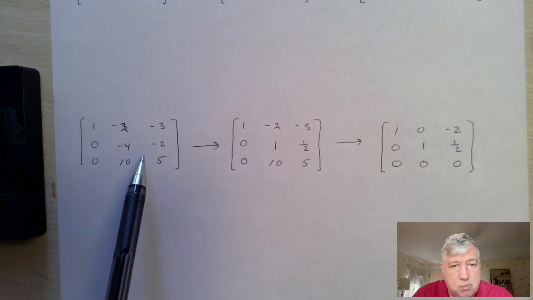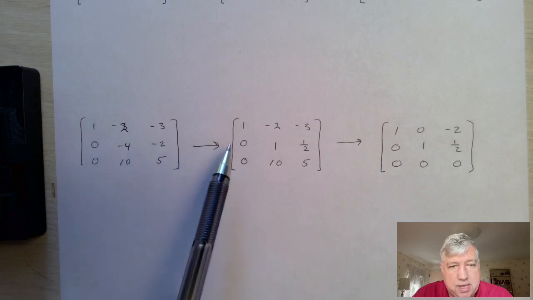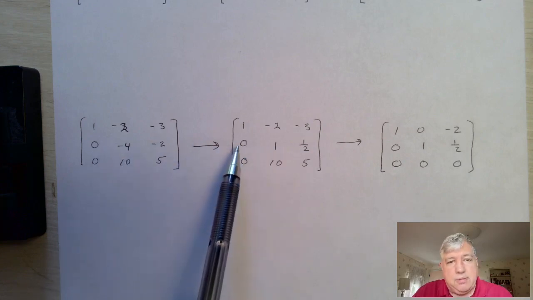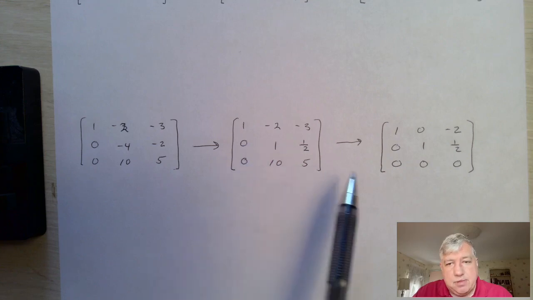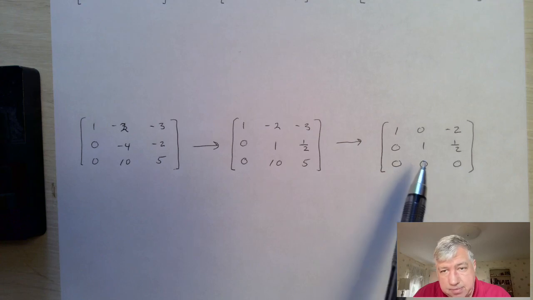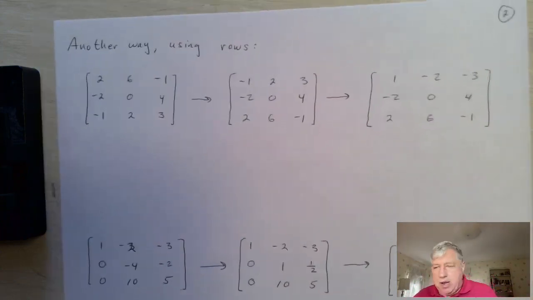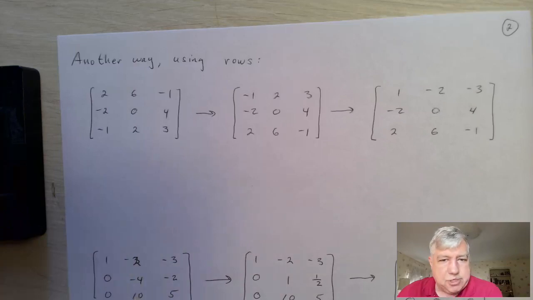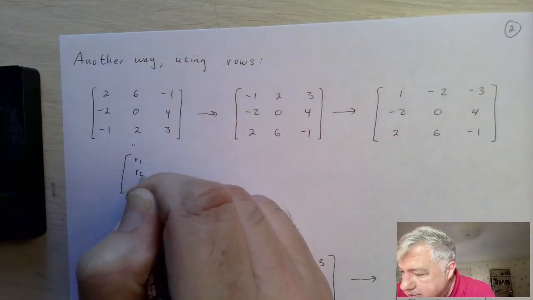But we can divide this middle row by -4, and then we'll take this row and multiply it by -10 and add to this row, and we get all zeros here. And we have this in reduced row echelon form. Now, how does this help us? Well, what I'm going to do is give the rows of our original matrix a name. I'm just going to call them R1, R2, and R3.